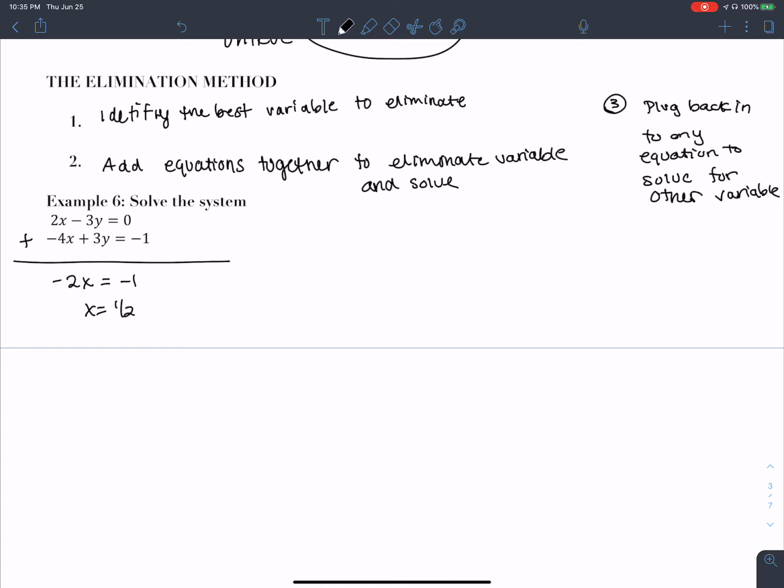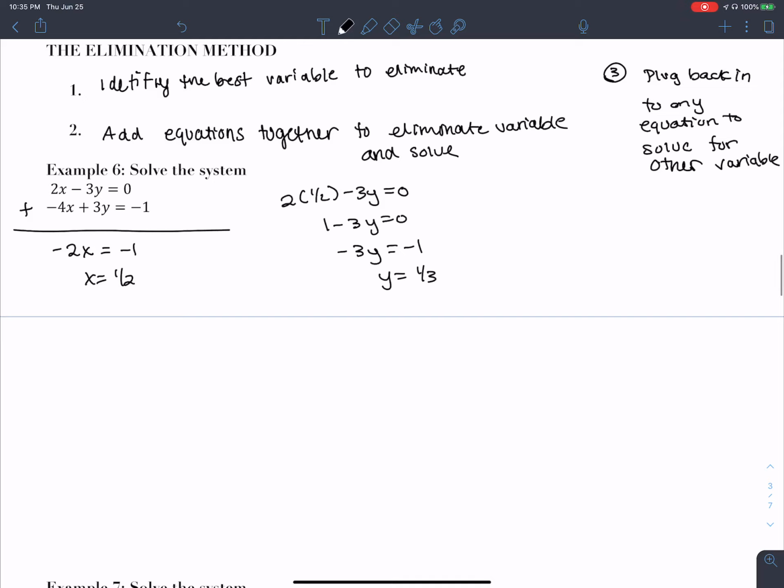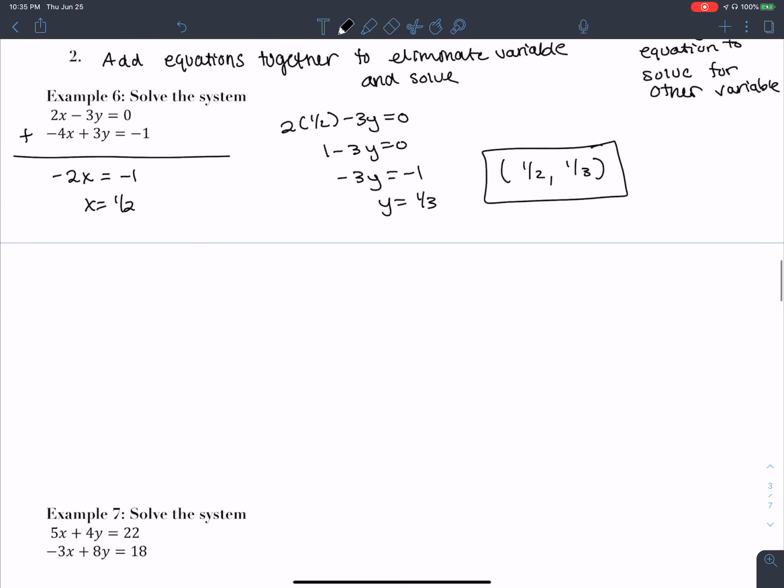So I'm going to do 2 times half minus 3y equals 0. So 1 minus 3y equals 0. So -3y equals -1. So y is just going to be 1/3. So our answer is 1/2, 1/3, which is really straightforward. But it doesn't always work like that.